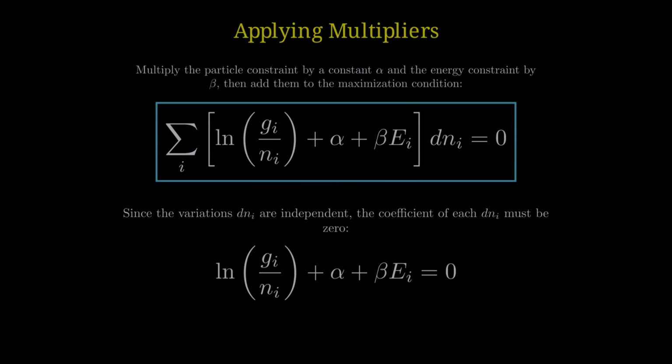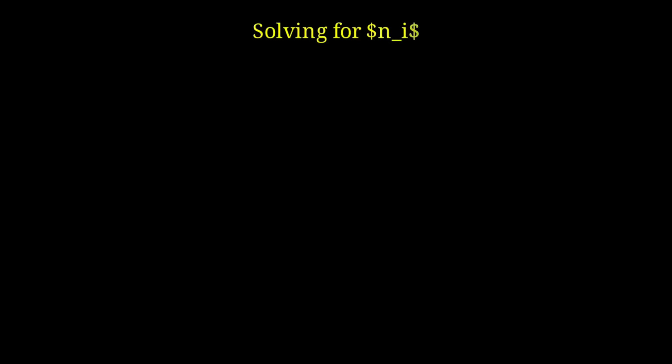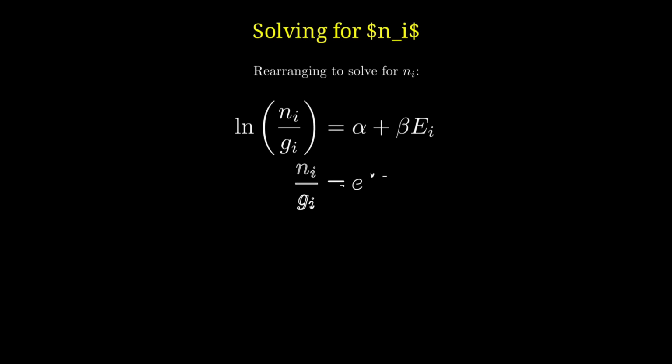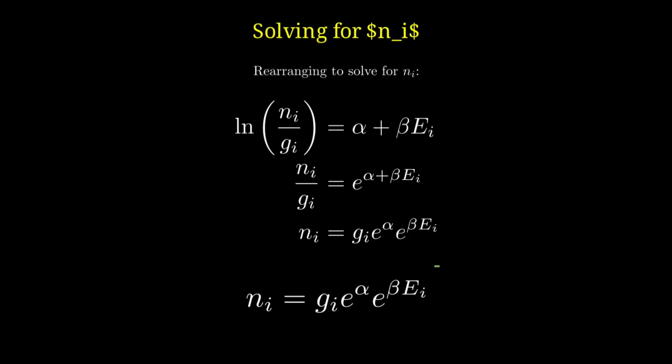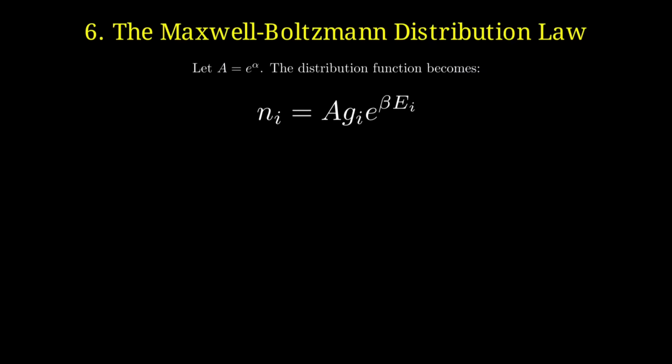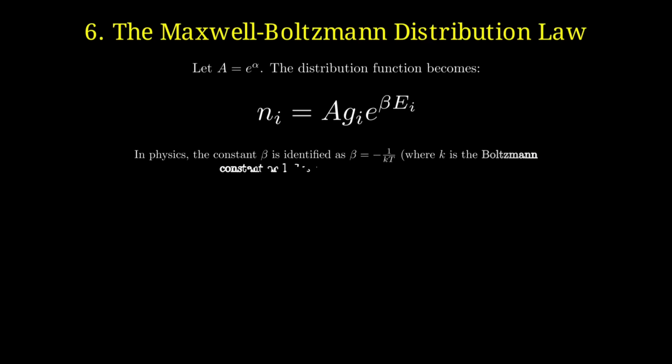Let's define A equals e to the power alpha. The distribution function becomes Ni equals A times Gi times e to the power beta Ei. In physics, the constant beta is identified as minus 1 over kT, where k is the Boltzmann constant and T is the absolute temperature. The negative sign ensures that higher energy states have lower occupation. Using this physical identification, the occupation probability becomes f of Ei equals Ni over Gi equals A times e to the power minus Ei over kT.